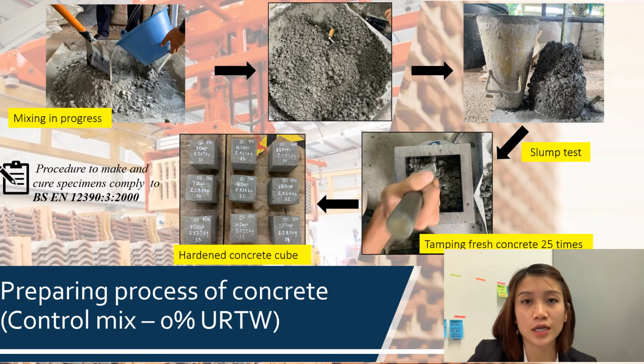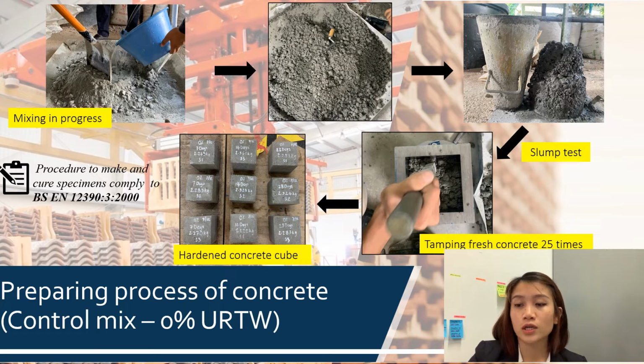After the grading process and sieve analysis have been made to ensure the size of the aggregate is within the range, the next process will be mixing all the ingredients together. The first batch of mixing is the conventional mix, where there is no URTW and no recycled aggregate included. All the mixing procedures to make a concrete cube are based on the British standard, which is 12390, part 3, in the year 2000.